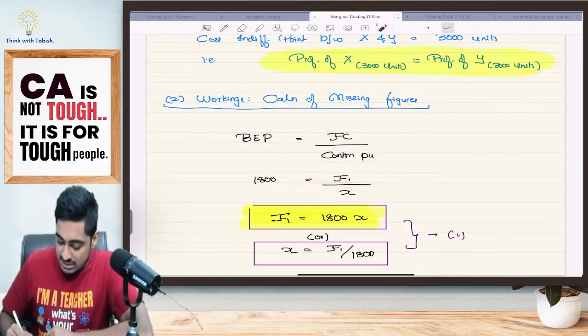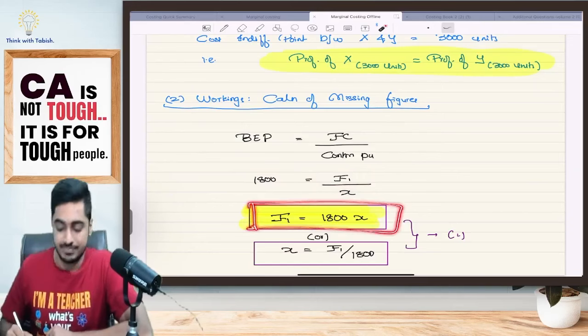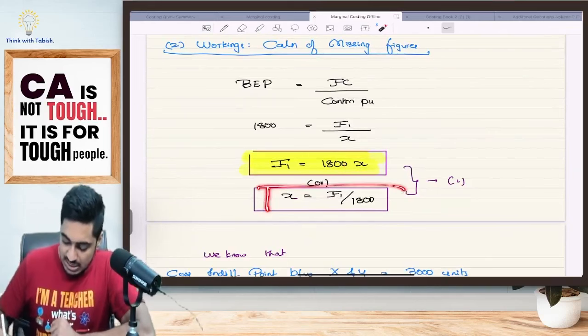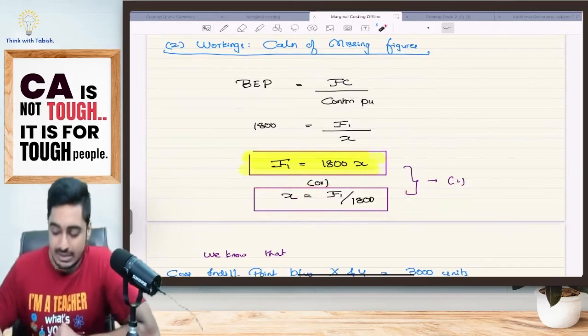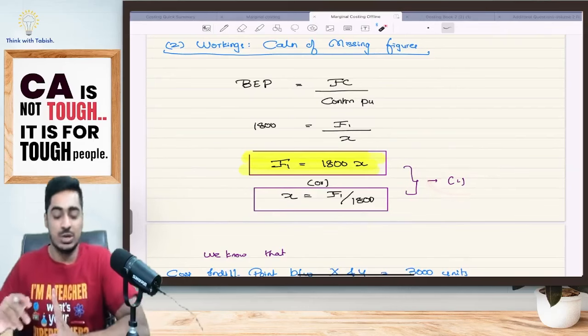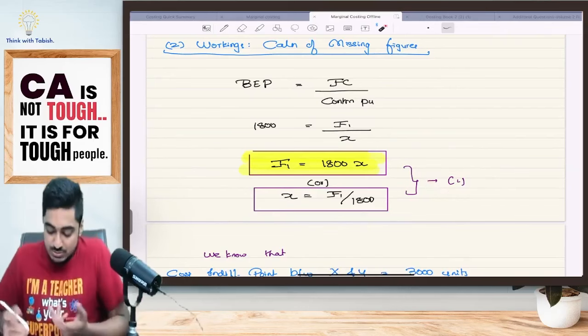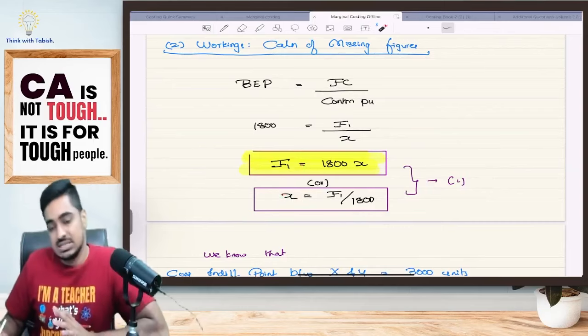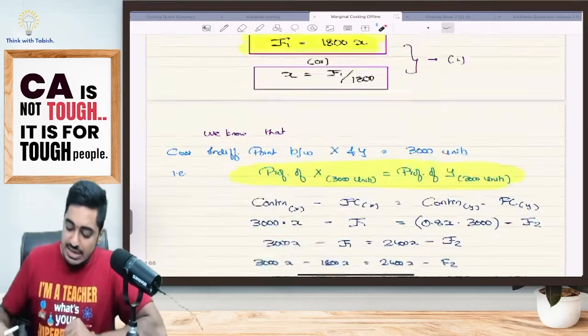I will tell F1 is equal to 1800X, or if I want the value of X, X is F1 divided by 1800. Yes or no, everyone? I write it as equation 1. I don't know which one I want to substitute. If I want to substitute F1, I will use this. If I want to substitute X, I will be using this. Is this clear?